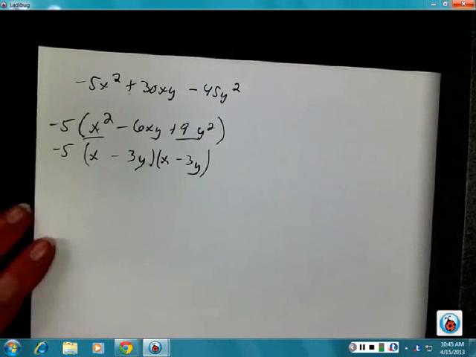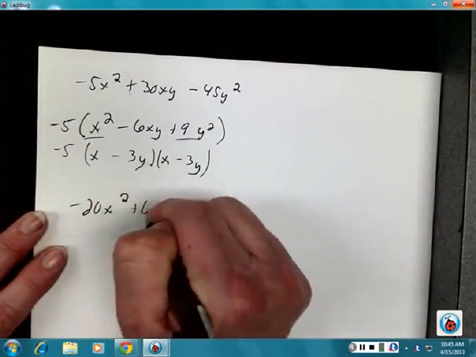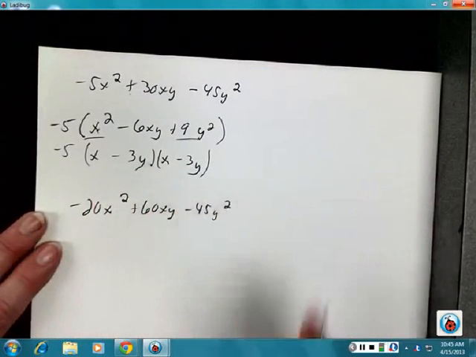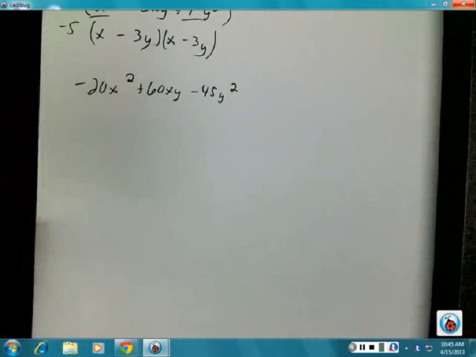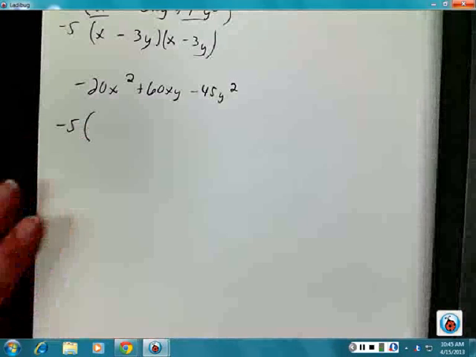Let's see if we can find another one. How about this one? Negative 20x squared plus 60xy minus 45y squared. Does that thing have anything that comes out of it? Well, you can do 5 again. What kind? It would be a negative 5. And then what happens?